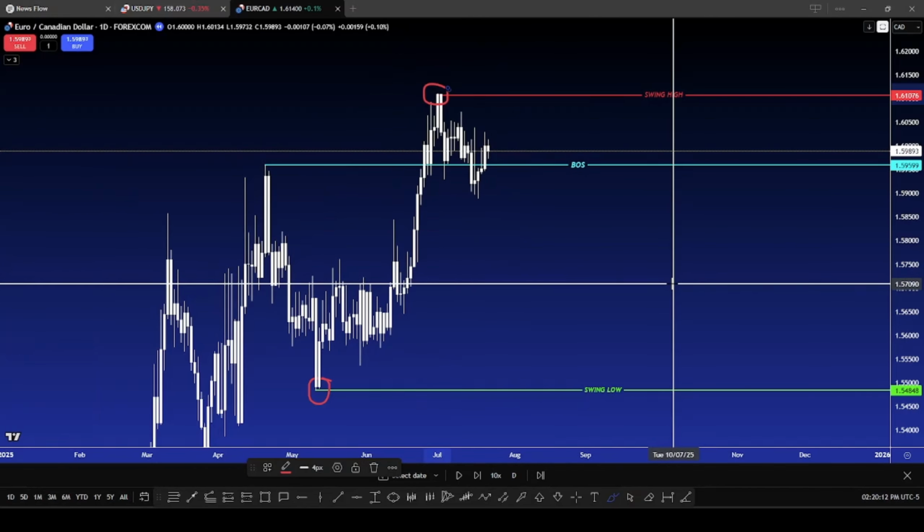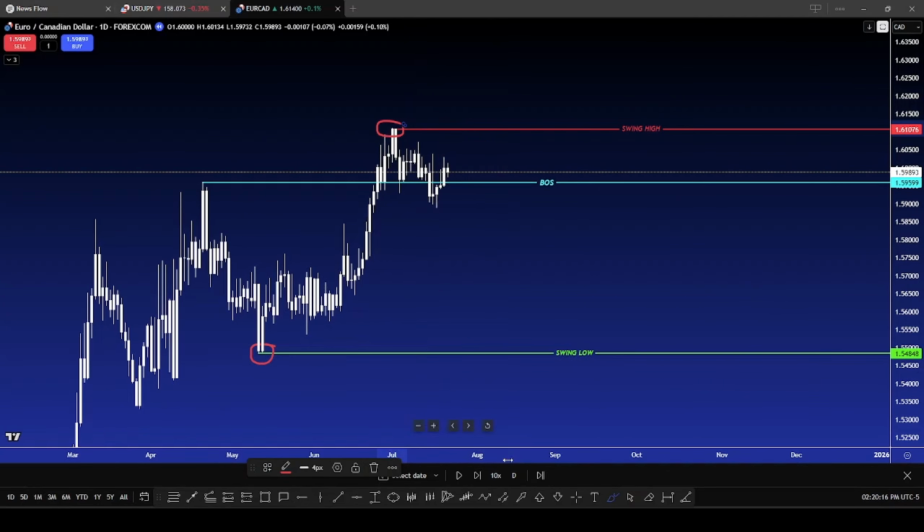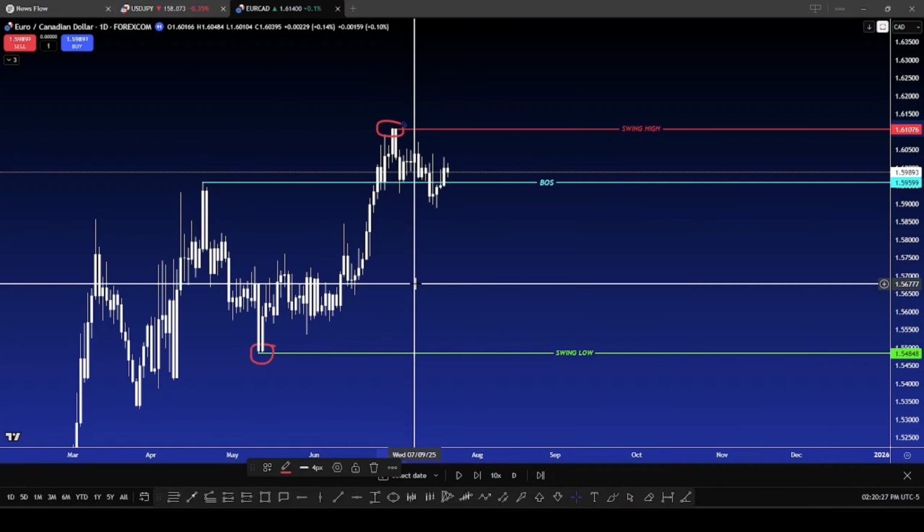And the reason why we're not looking to sell it is because price is in an uptrend, which is the first thing that we discovered or figured out, right? So if price is in an uptrend, you want to be looking for buys. Okay. This is it right here.